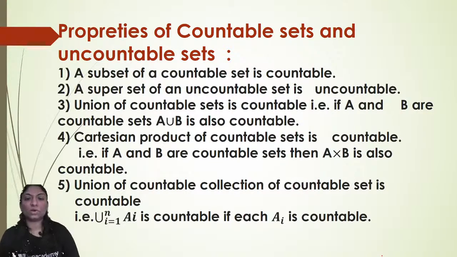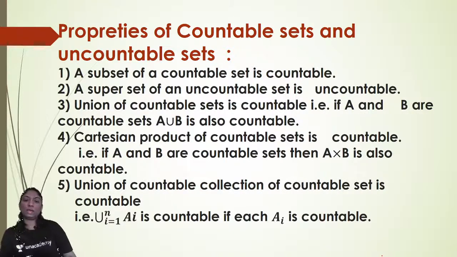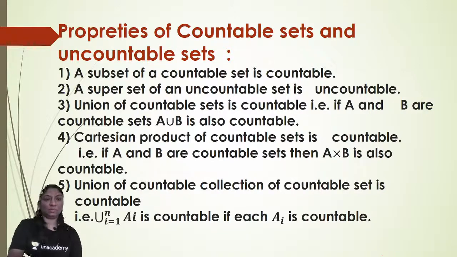And the Cartesian product of countable sets is countable. That is, if A and B are countable sets, then A cross B is also countable. And the union of a countable collection of countable sets is countable. That is, the union of Ai, with i varying from 1 to n, is countable if each Ai is countable.